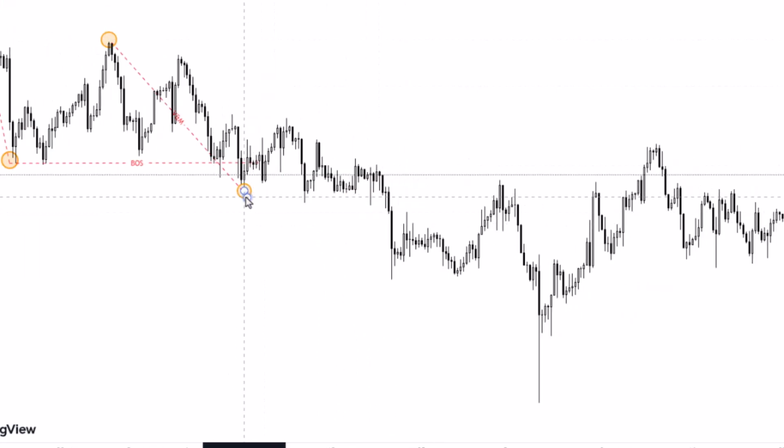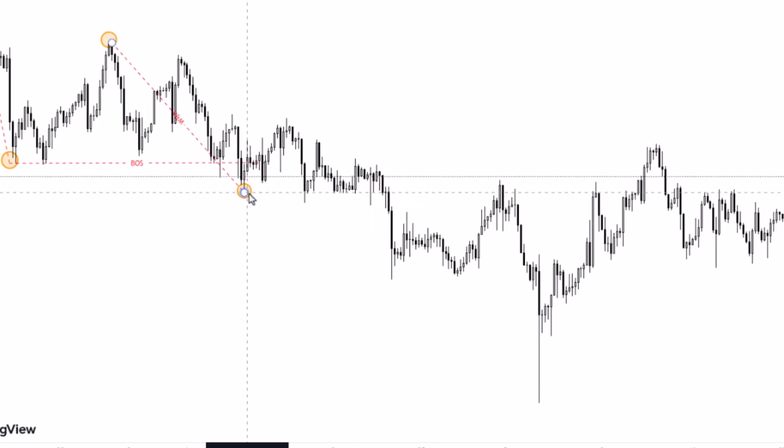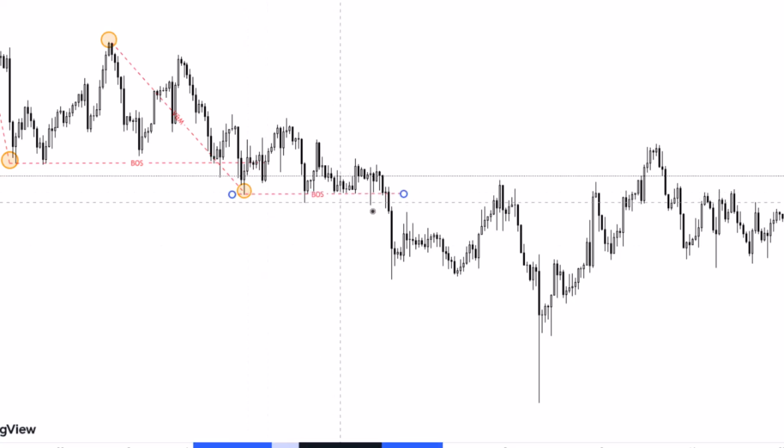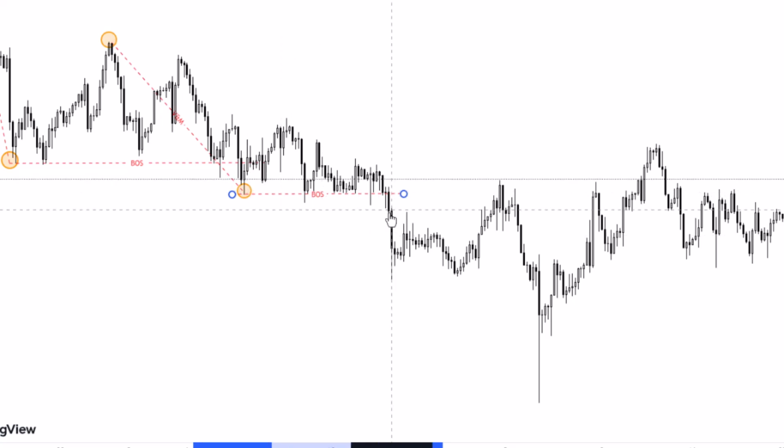Next, immediately this new low was created, we want to see another 4-hour candle closing below our new low which was created at this point, and which was here. This is what we call break of structure, because that candle closes fully below the wick of the previous structure.